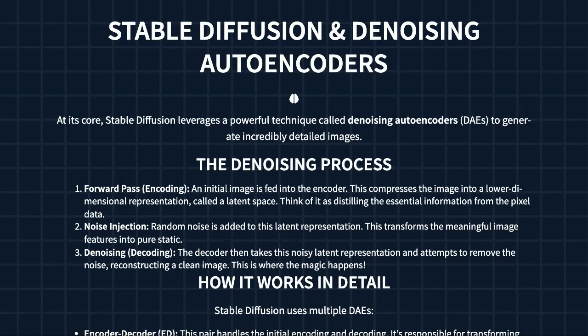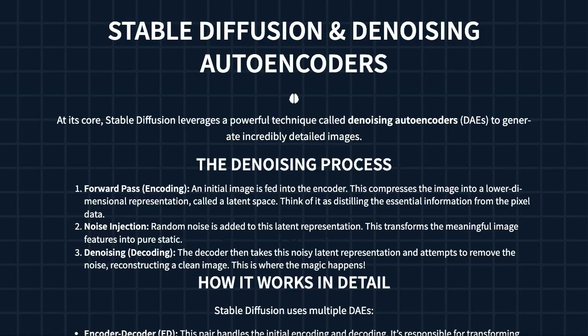Okay, let's dive into how Stable Diffusion actually creates images. It all starts with something called the denoising autoencoder, or DAE. Basically, it's like teaching an AI to clean up noisy pictures. First, the image you want goes through an encoder which squashes it down into a smaller, more abstract version of itself, living in what we call latent space. Then random noise gets added to that compressed representation. It's transformed into pure static. Finally, a decoder comes along and tries to remove all that noise, reconstructing the original image.